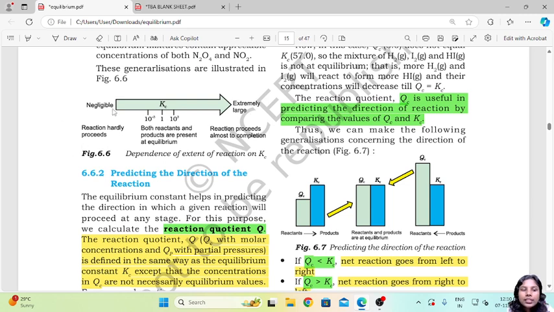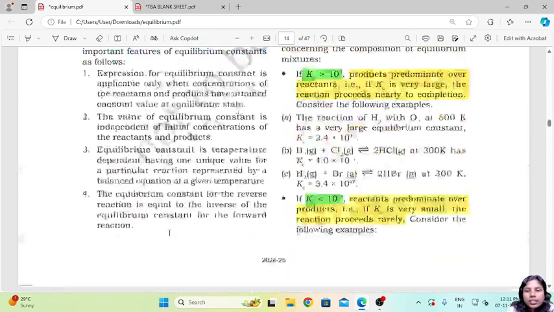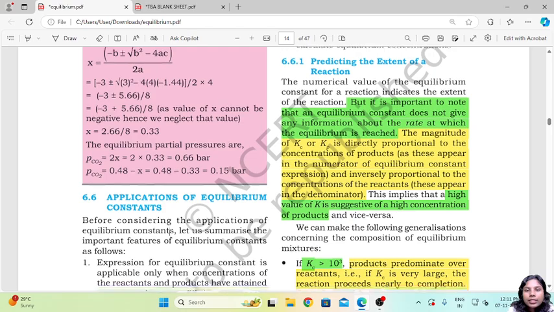So at the negative end, we can say that a reaction hardly proceeds, okay, hardly any reactants are getting converted to the products. At the extreme other side, the positive side, we can say that the reaction is going towards completion. And if it is in between, that is 10 raised to minus 3 to 10 raised to 3, we can say that there are comparable amounts of reactants and products present at the equilibrium point. Okay, so first we discussed predicting the extent of the reaction.